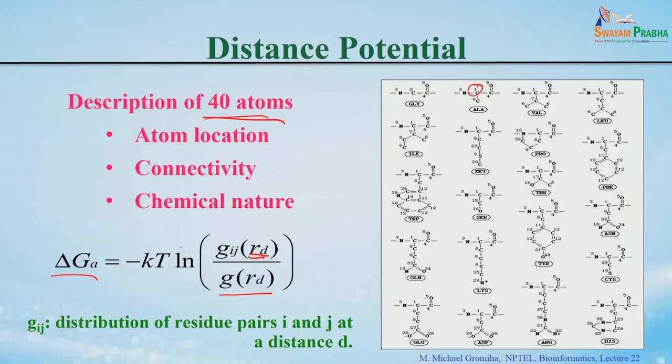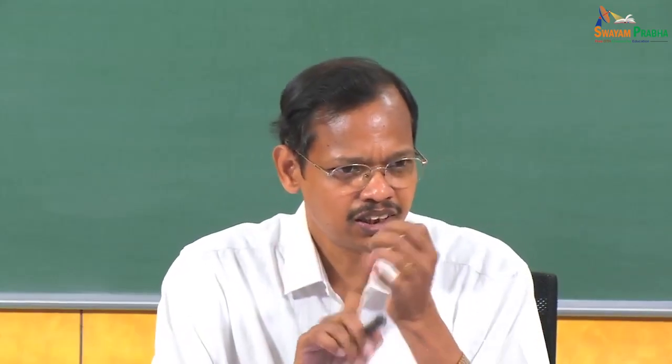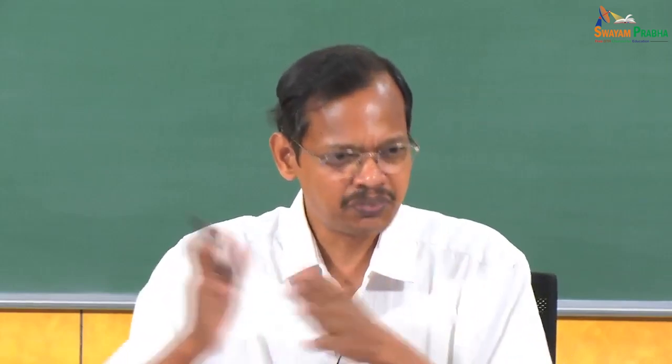This will give you the distribution of residue pairs i and j at any distance d, right. You can optimize the distance using different distances. Finally, to relate this with the experimental data, we can optimize the distance, fine. So, when you get the distance potentials done.